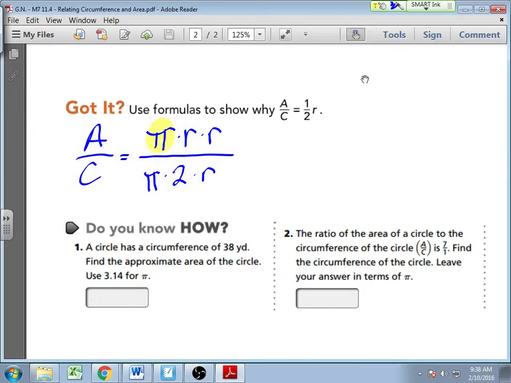These pi's cancel each other out. These r's cancel each other out, and what I get left with is r divided by 2, or just half of r. And that's it. Because those formulas have such similarities, they cancel out everything except for the radius on the top divided by the 2. Did we write that down yet? So really, you could work with half radius or radius divided by 2, which I actually like a little bit better.